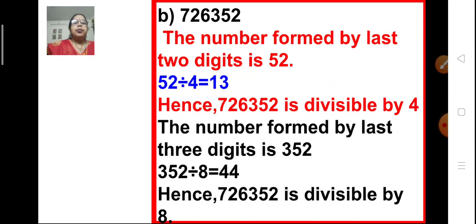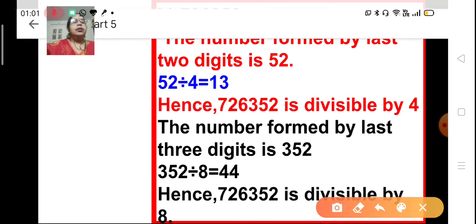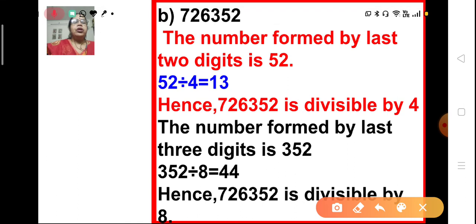Let us take problem B. It is a large number, 7,26,352. We have to check its divisibility by 4 and by 8. So, we can apply the rule for 4. What is the rule? The number formed by the last 2 digits should be divisible by 4. So, 52, is it divisible by 4? Yes. We can check, isn't it?